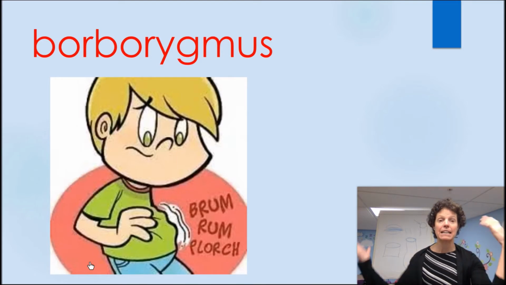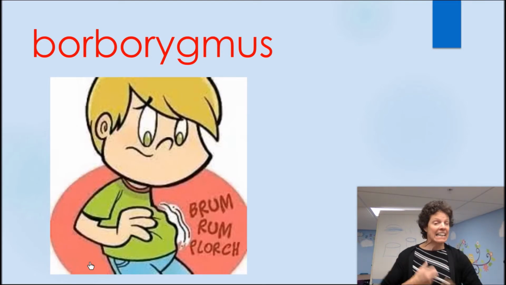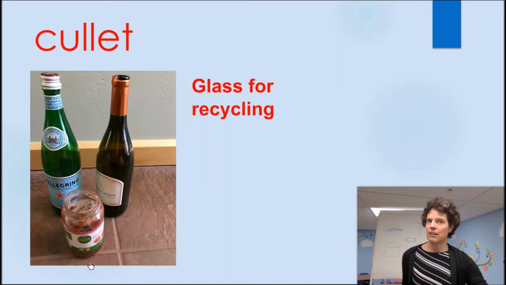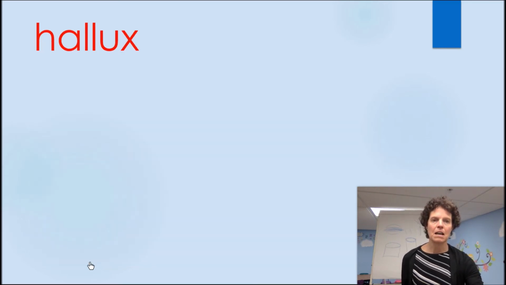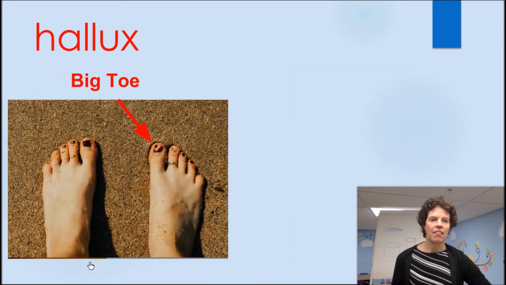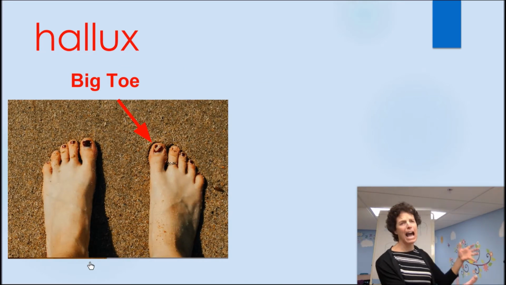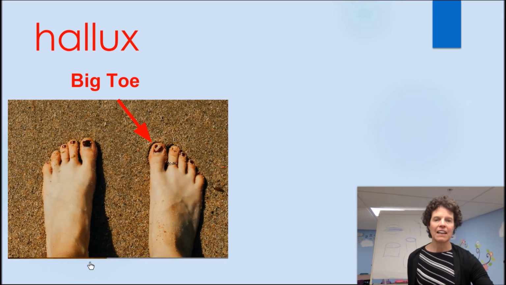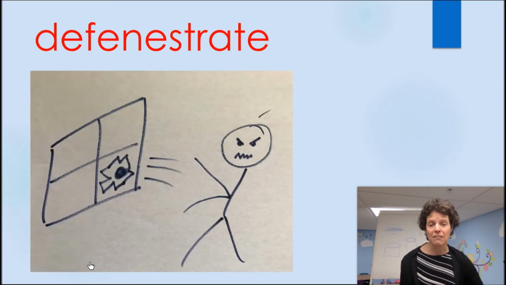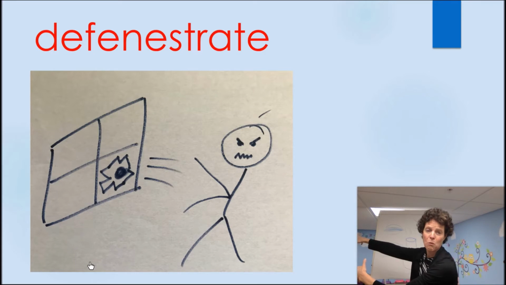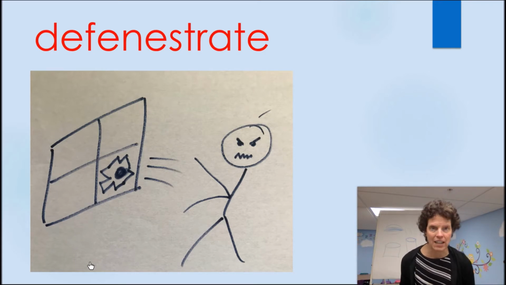Well, that's the same as that little boy in the story. And you remember, he had borborygmus, very, very hungry. He'd already sorted all that cullet in the box, but oh no, Mom stubbed her hallux on the corner of the table. Ow! She stubbed her left hallux, and now it's hurting. And Mom is so frustrated, and the little boy is frustrated because he's got borborygmus. Mom just wants to pick up that box of cullet and throw it right through the window. She wants to defenestrate it.